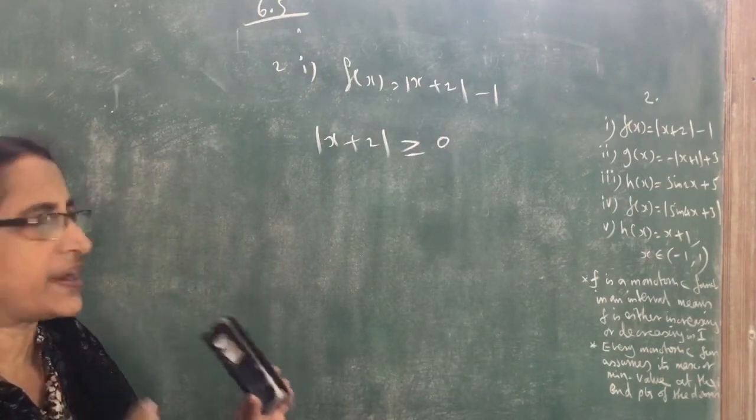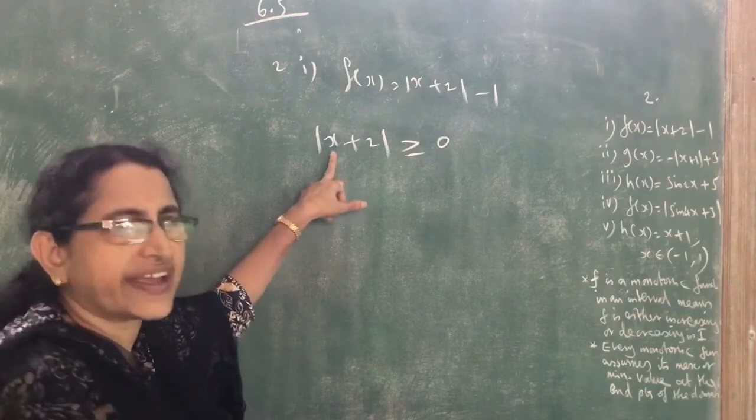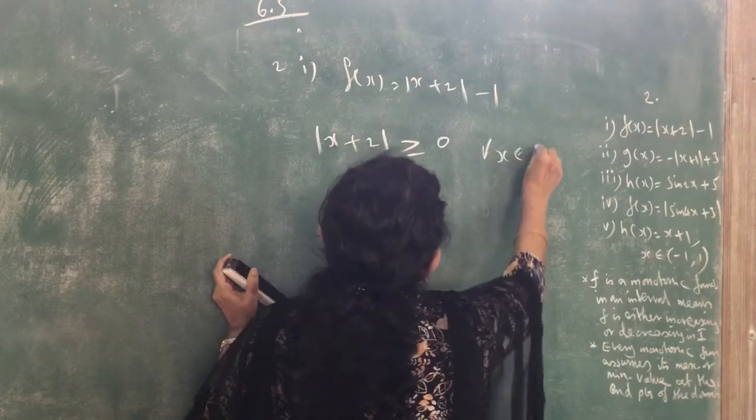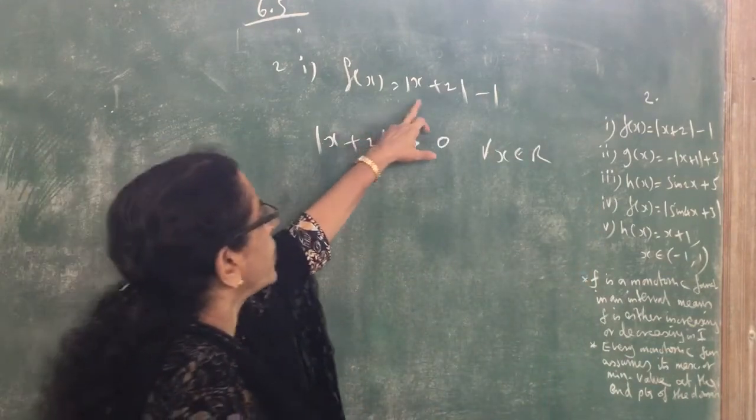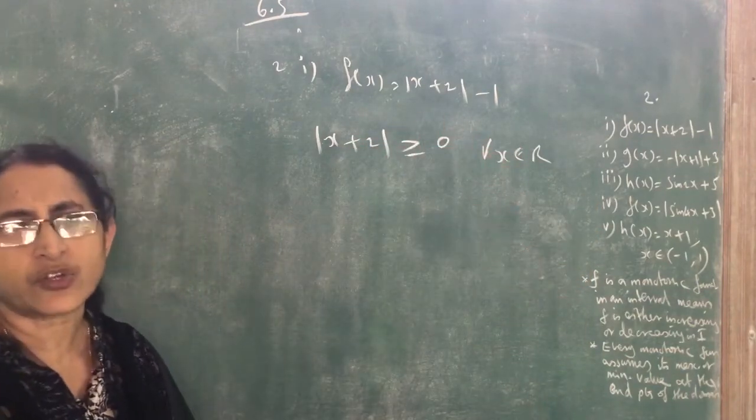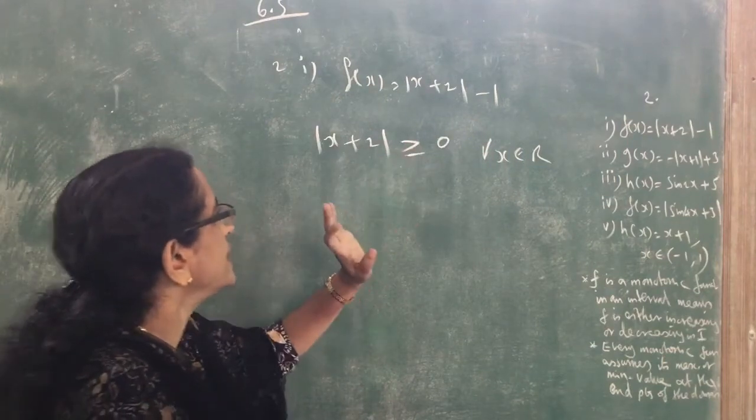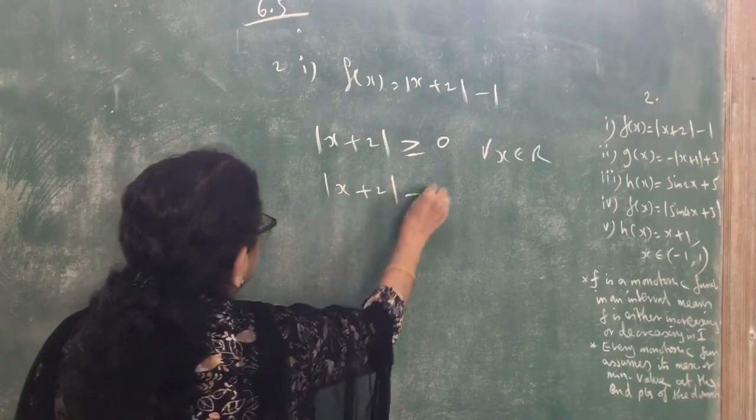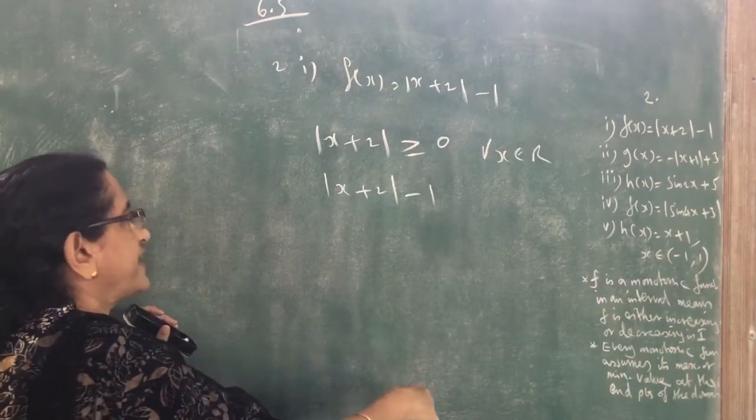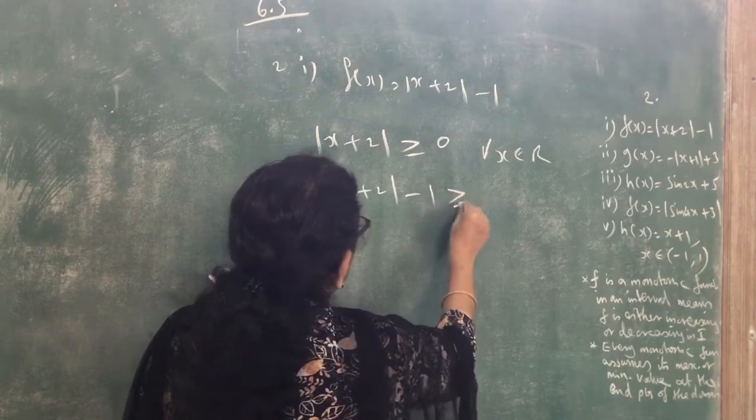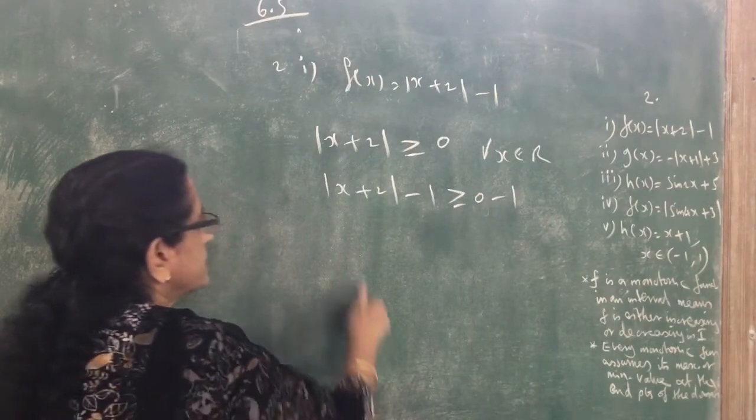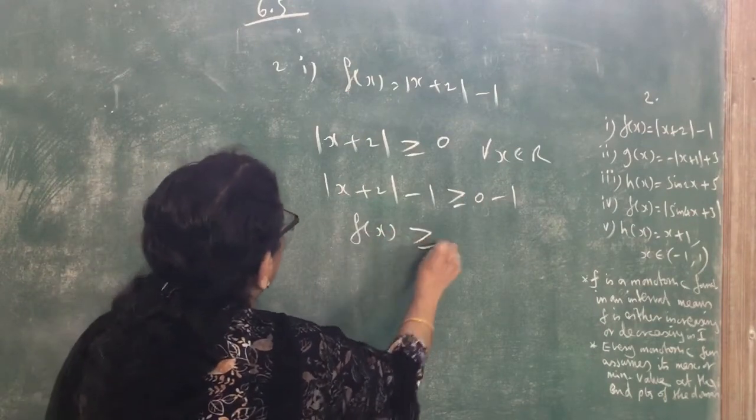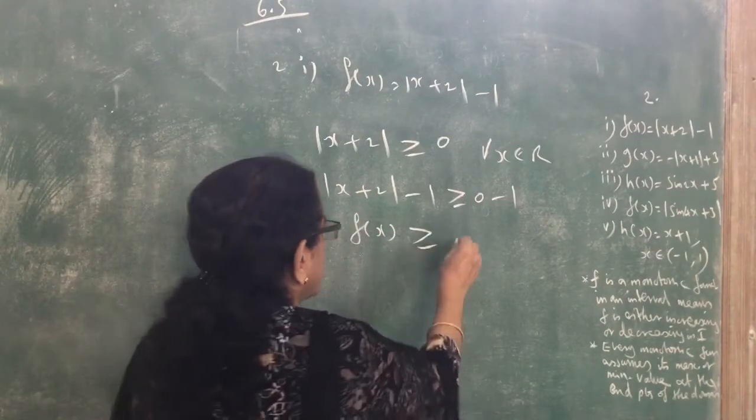The modulus of any real number, whatever the real number x, modulus of (x plus 2) is greater than or equal to 0 for every x belongs to R. Therefore, we want modulus of (x plus 2) minus 1, so we add minus 1 on both sides. When we add minus 1, what do we get? Modulus of (x plus 2) minus 1, since subtracting 1 or adding minus 1 are the same, is greater than or equal to 0 minus 1. This is the same as f of x. So f of x is greater than or equal to 0 minus 1, that is negative 1.